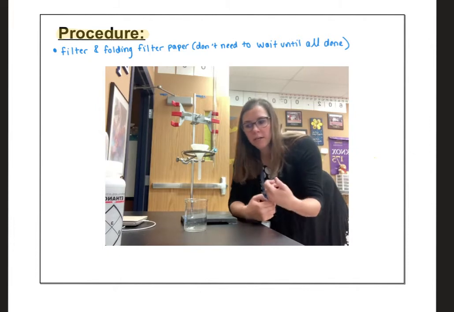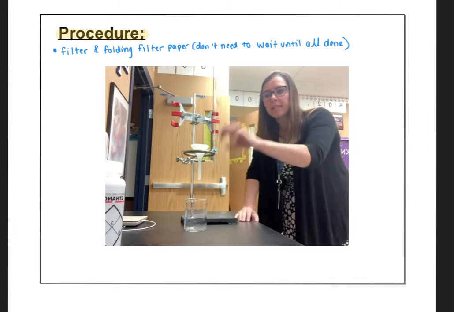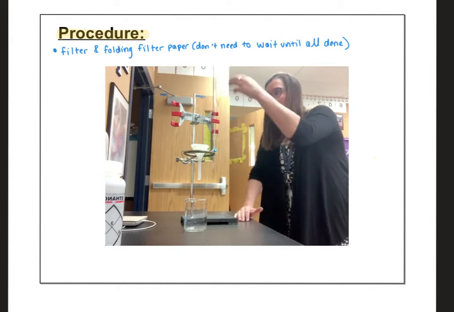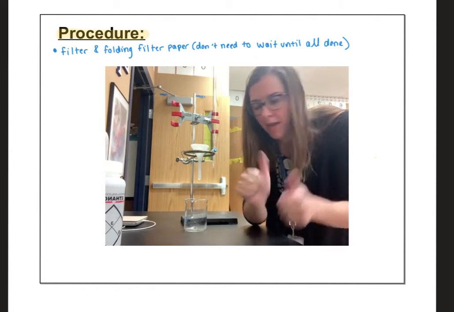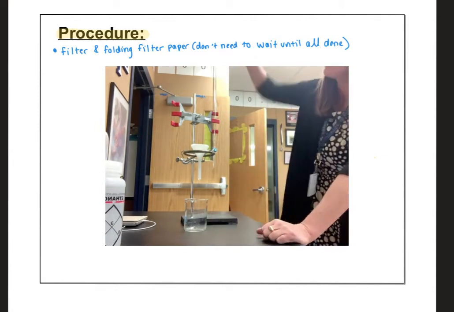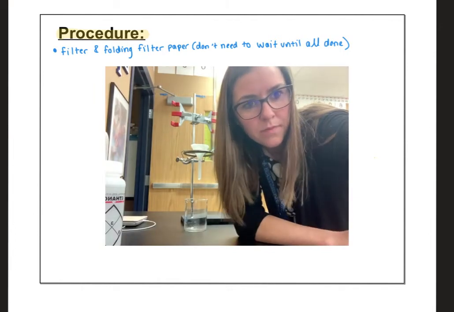So let's be efficient here. Once you get your 50 mils, you can start your first titration and continue to filter. Maybe one partner works on that while the first partner does the first titration. Okay, so that's getting your calcium hydroxide ready. Once it's down here, we're gonna put it in the beaker, or in the burette. We'll talk about that next.